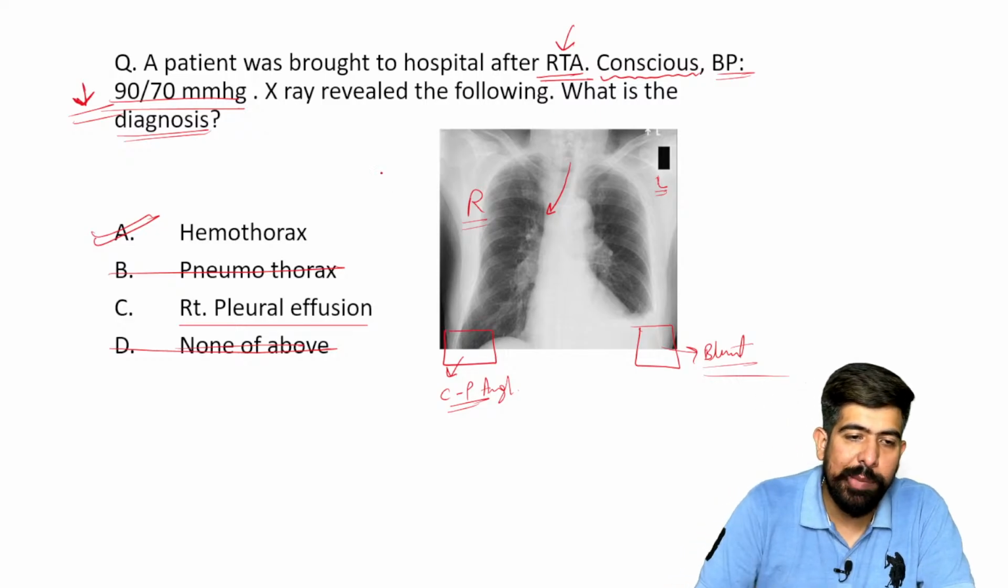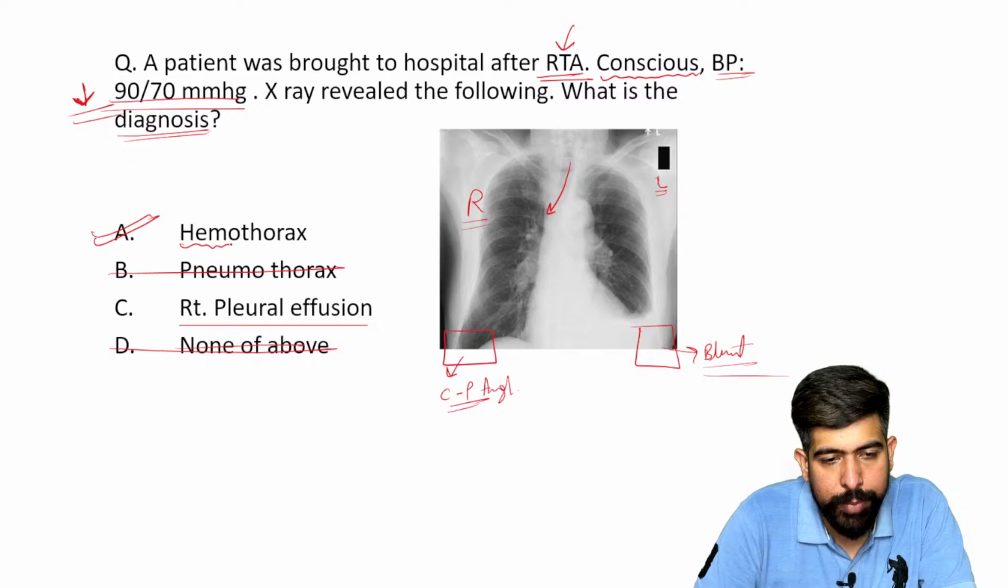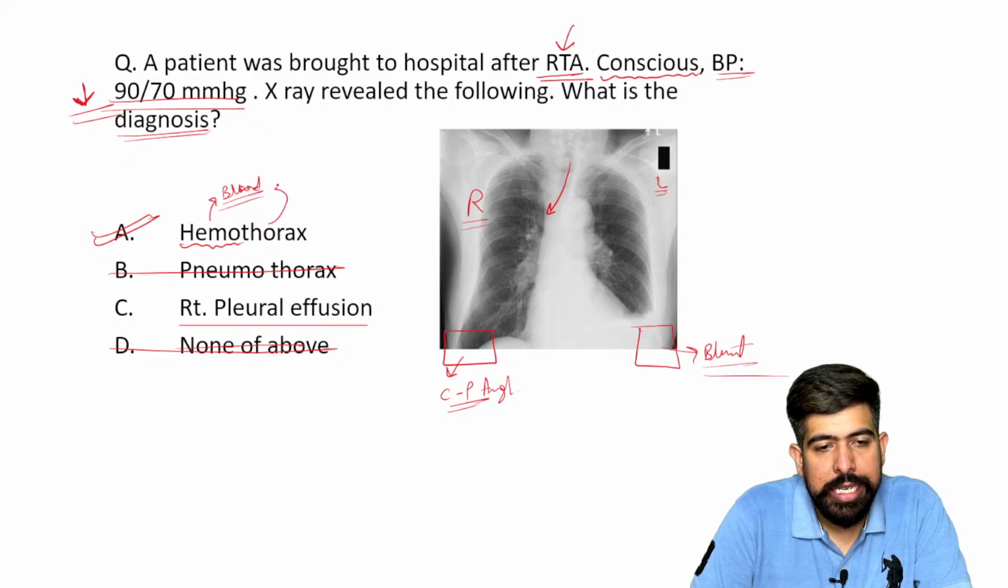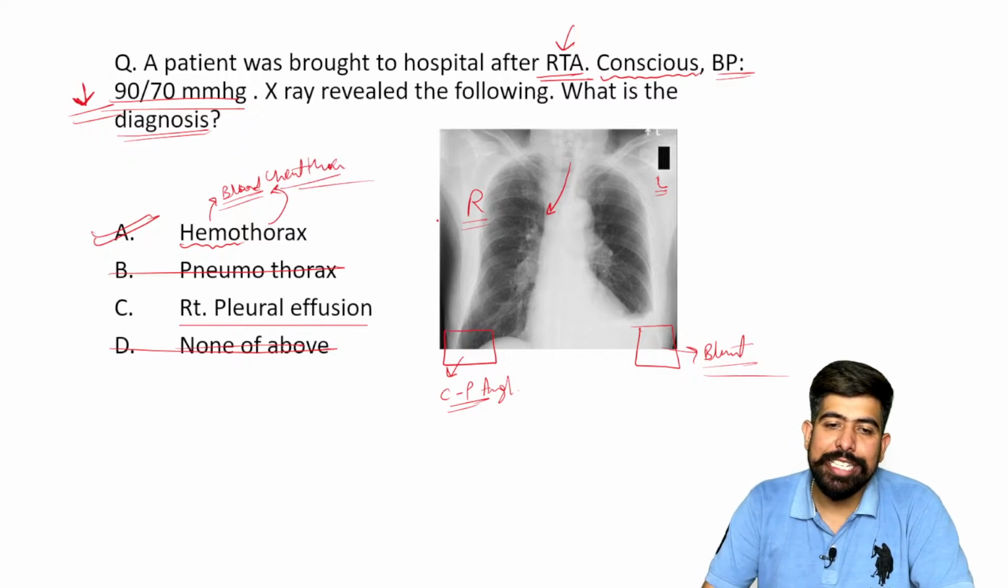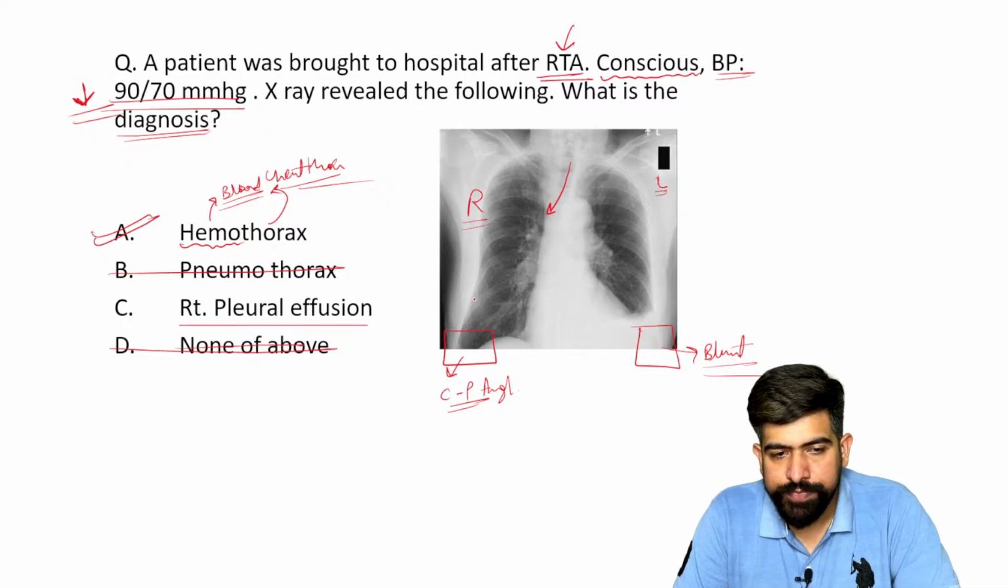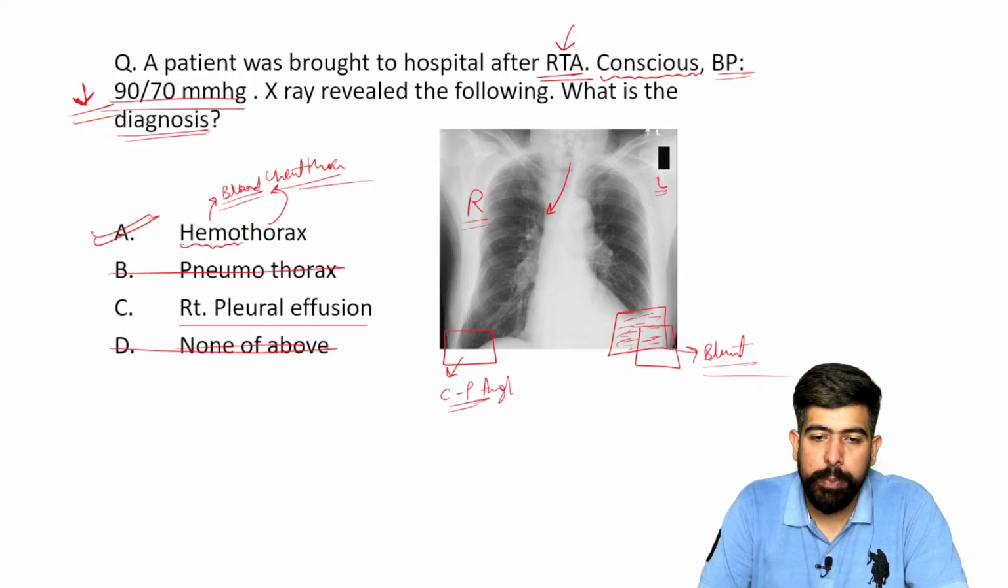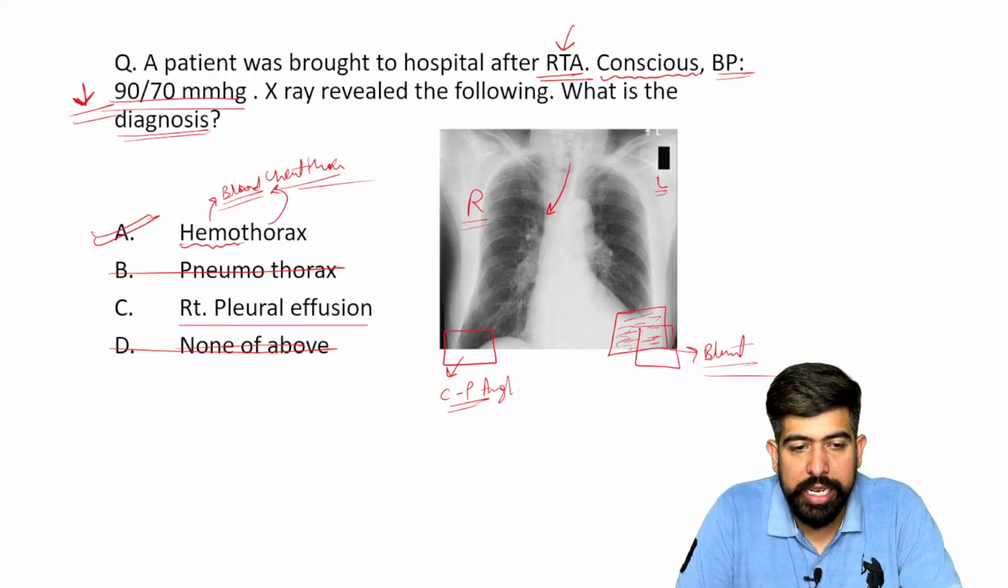And what is the meaning of hemothorax? By the word only you are understanding: hemo means blood. This blood accumulates in the chest, or we can say the thorax cavity. So this bleeding inside the thorax is your hemothorax. Please remember, you can see it is blunting here. It means the blood is filling the CP angle, which is totally blunt because of the bleeding over it.